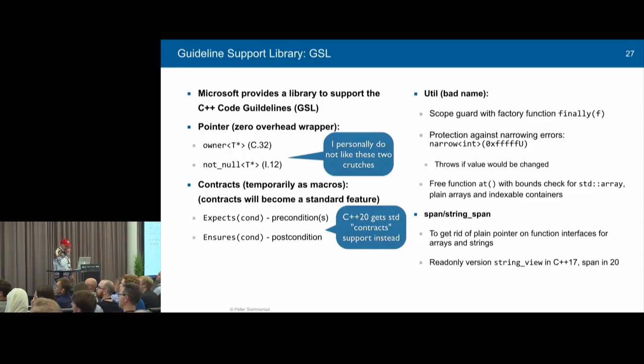Support library, I'm not a fan of owner, and I'm not sure if I'm a fan of not null or not. With contract support, there are expects and ensures macros that are superseded by C++20 contracts, which we voted in Rapperswil, so we get contracts in C++20 unless something weird happens, which is never sure until the standard is printed in Geneva, but let's hope for that. And Bjarne fought hard to get that, so thank you, Bjarne.